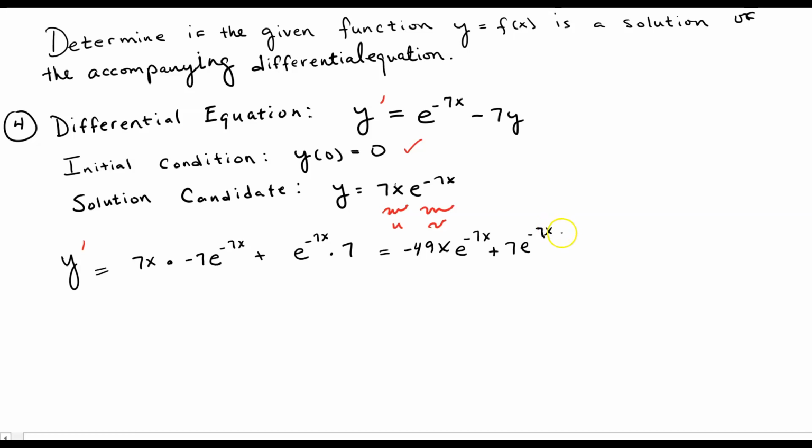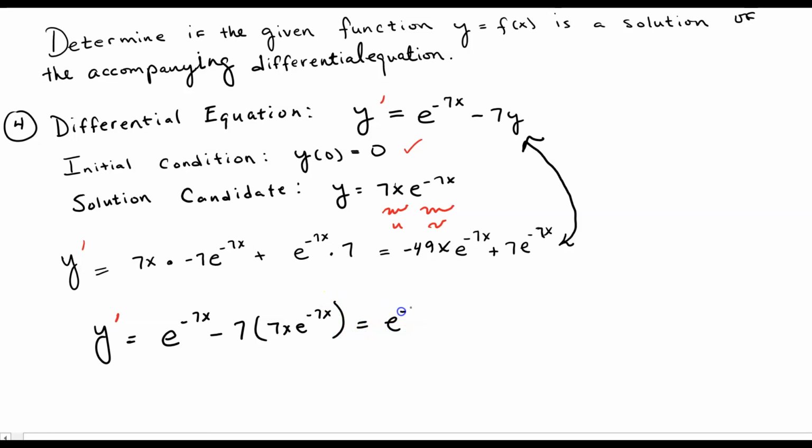Now that I've got that, I need to check: does this derivative match the differential equation? So we're going to check y prime based on what they've told us, that it should be e to the negative 7x minus 7 times y, with y being 7x e to the negative 7x. Let's do the simple multiplication here: e to the negative 7x minus 49x e to the negative 7x.